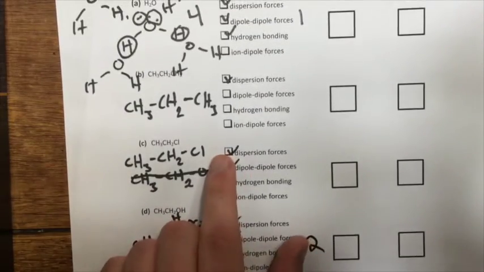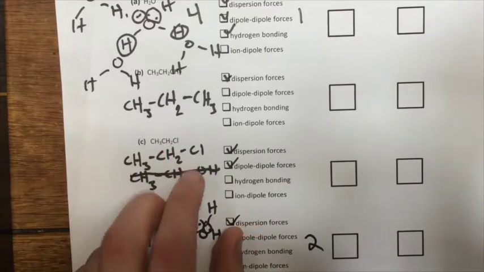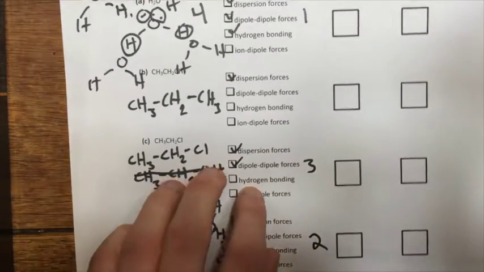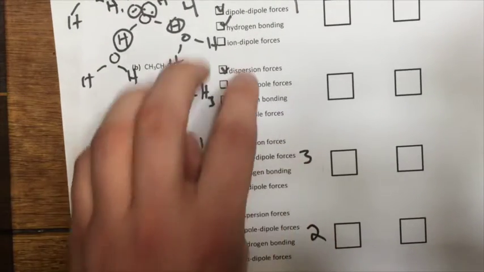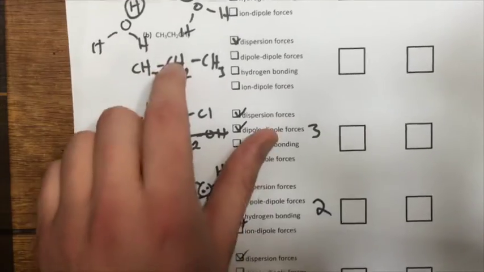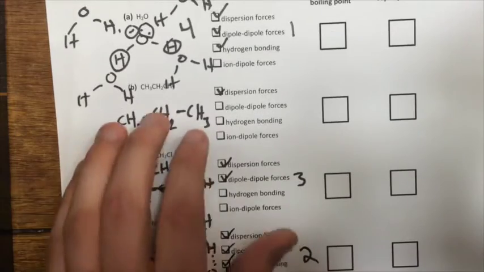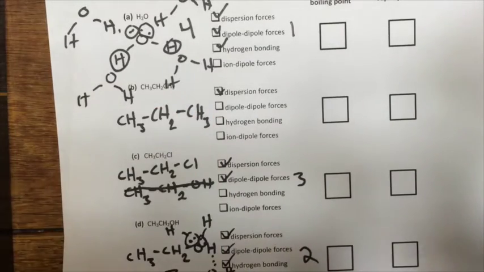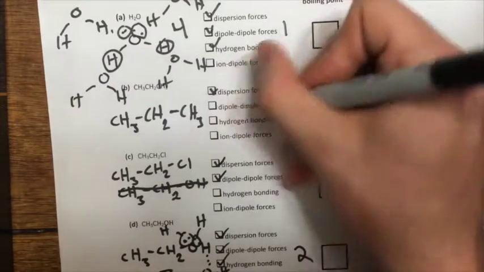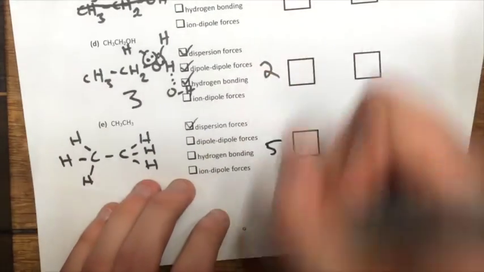Now, the next one, CH3CH2Cl, has a dipole moment. So this would be our third highest intermolecular force because the other 2 are just dispersion forces. So now we have propane and ethane. Propane has a higher molar mass, therefore it has more electrons and a higher dispersion force. So this would be our fourth highest, and ethane would be our lowest.